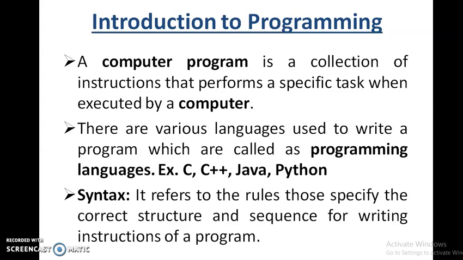so that it will have a correct structure and sequence for that instruction, and that is nothing but the syntax. Different programming languages will have different syntax. For example, C and C++ syntax will be different from that of Java, and there is also a difference between Python syntax and Java syntax. So, each of the programming languages has a different syntax. So, basically, syntax is the grammar of a programming language.